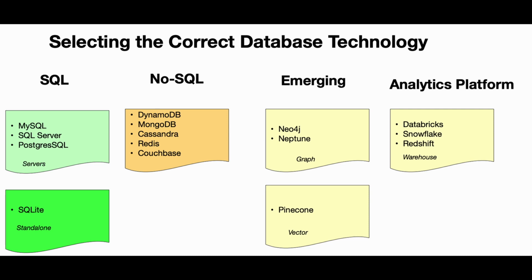Now, a little bit of a wild card here is SQLite, which is a standalone database that can handle huge data, a third of a petabyte of data, and it's often used in mobile apps as well. And it could be really useful for data scientists to do standalone projects.